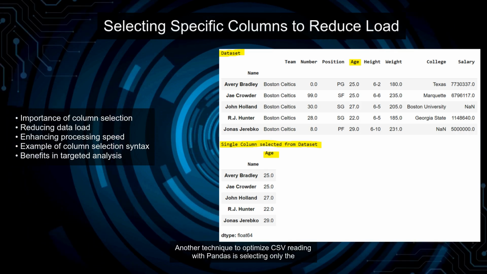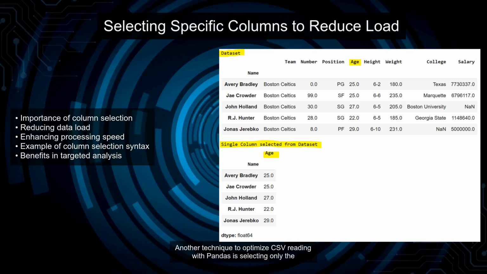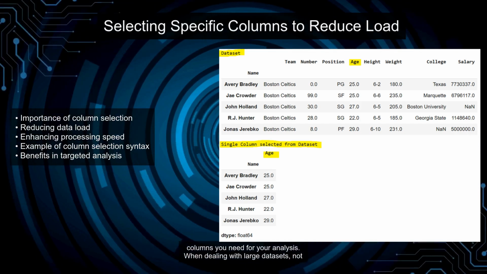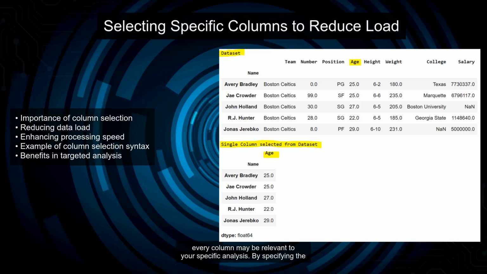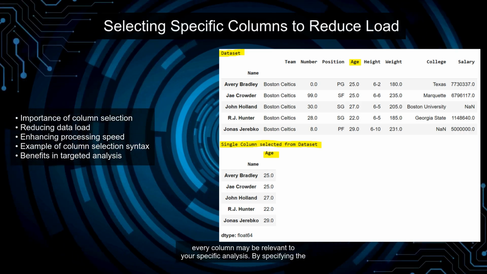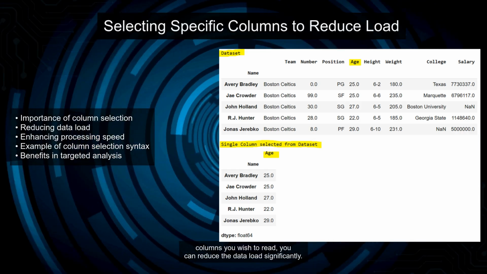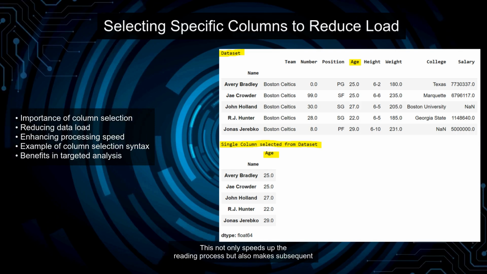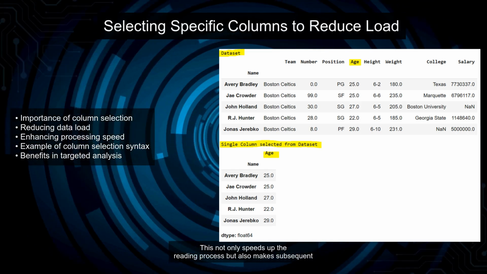Another technique to optimize CSV reading with Pandas is selecting only the columns you need for your analysis. When dealing with large datasets, not every column may be relevant to your specific analysis. By specifying the columns you wish to read, you can reduce the data load significantly. This not only speeds up the reading process but also makes subsequent data manipulation more efficient.